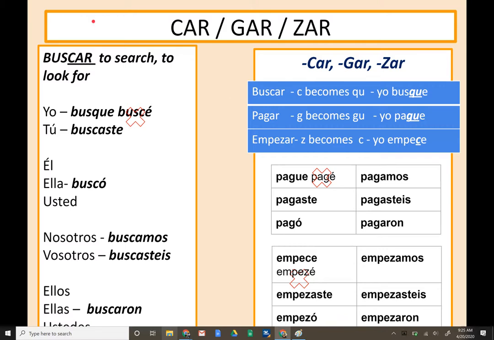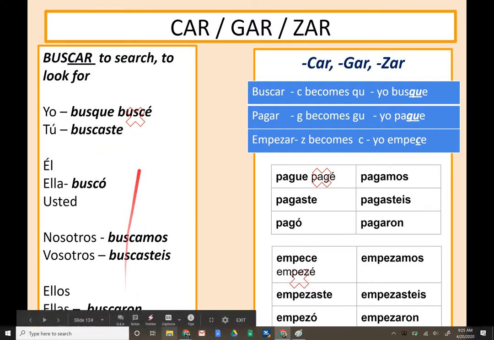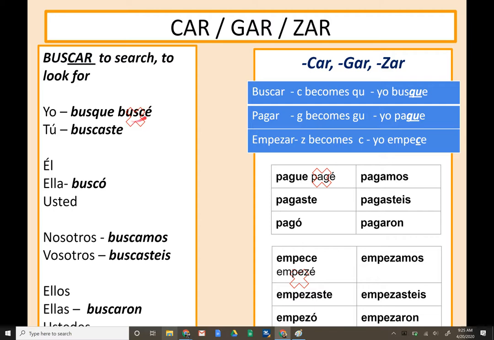So let's look at the first one, buscar. That's where we get the car, is the car right here at the very end. Buscar, to search or to look for. See, normally you would be B-U-S-C and then É. A, aste, ó, amos, asteis, aron. However, this does not work for us. Why not? Well, you probably guessed it, but this is actually pronounced busé. And busé, buscaste, buscó, it doesn't go.